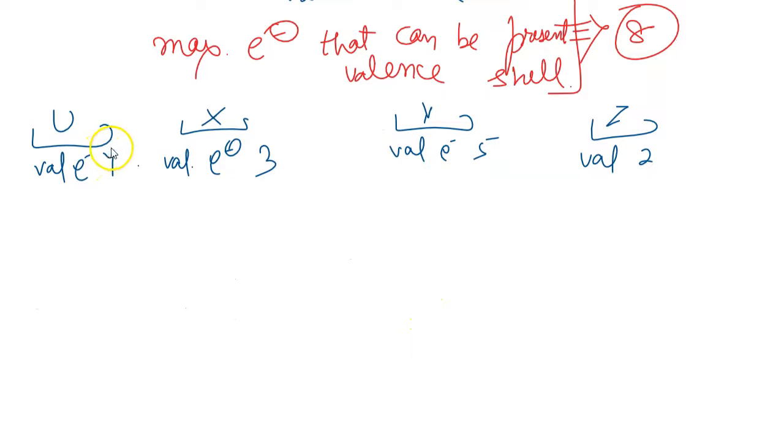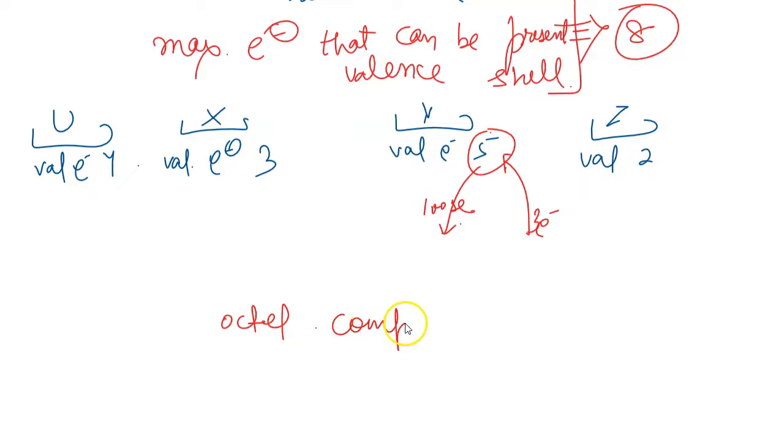The one which is having 5 electrons, you can see it can lose these 5 electrons, or it can gain 3 electrons, because in both cases it will complete its octet. What is meant by octet? That means complete outermost shell.